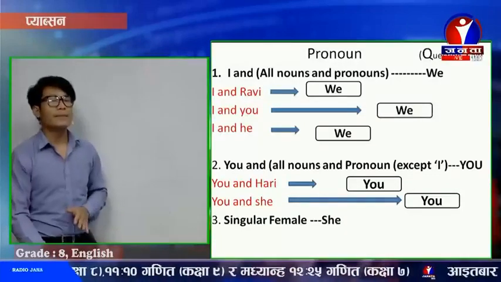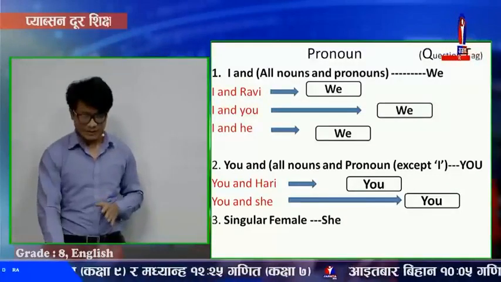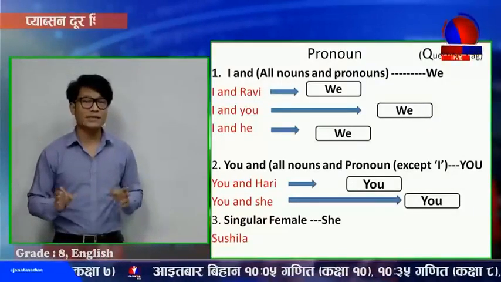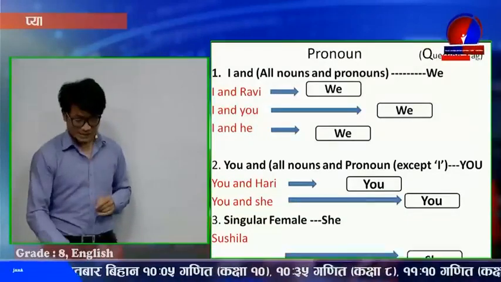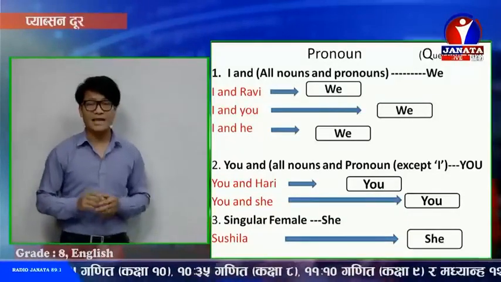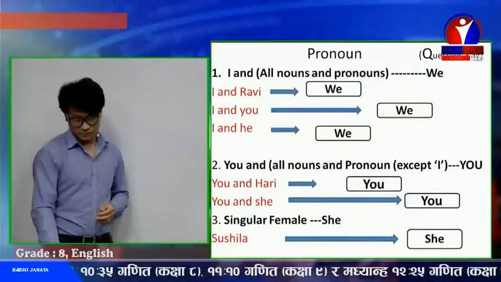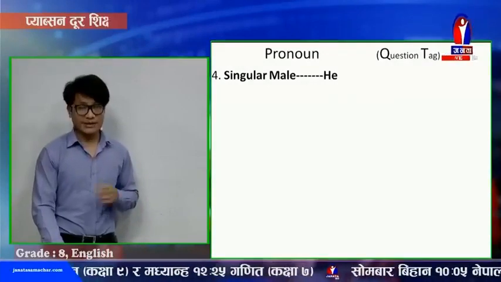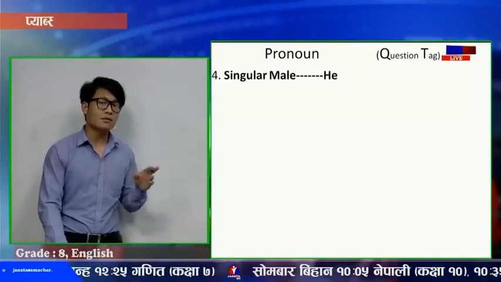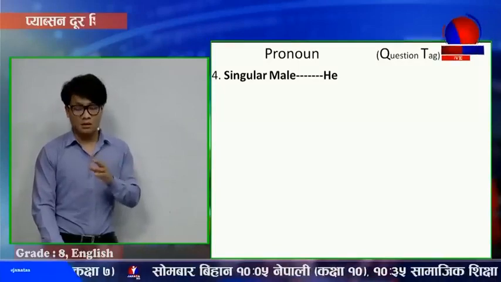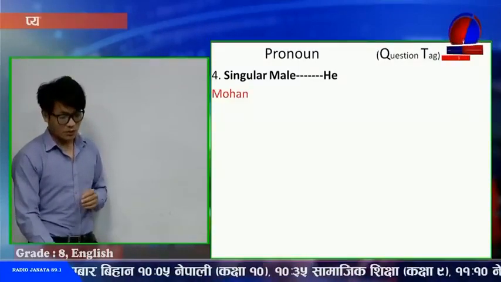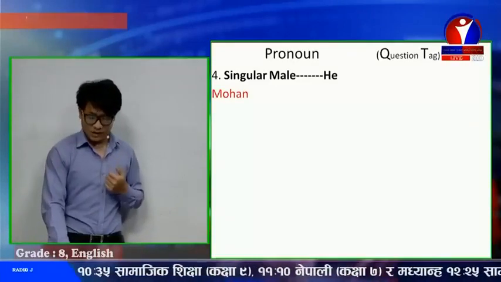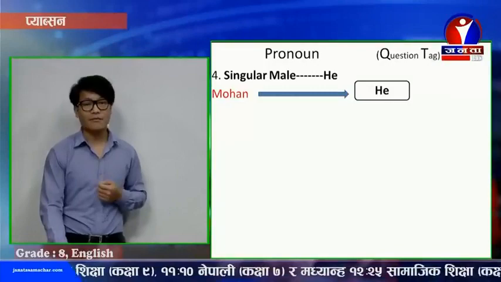Next is a singular female. You know very well, a singular female becomes the pronoun she, and it is Susila. Susila is a singular female, and that's why there should be the pronoun she. Singular male. In the place of a singular male, we use the pronoun he. You can see Mohan. Mohan is a boy and it's a singular noun. That's why we use he in the place of Mohan.